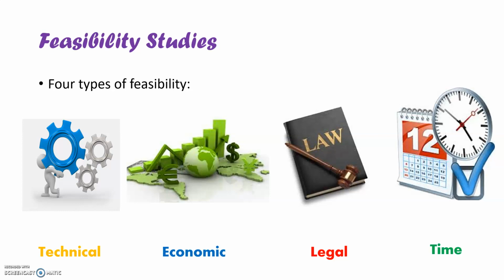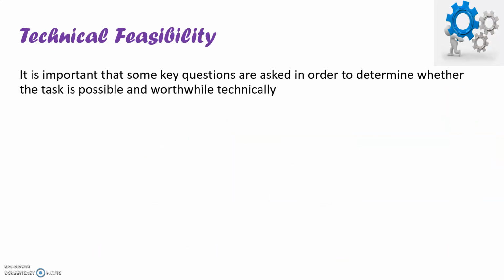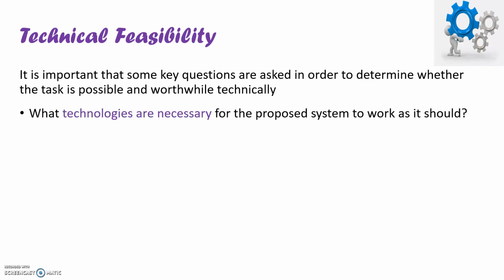Let's have a look at technical first. Now, technical feasibility is basically where you have to think about whether or not it's possible to create the task that you've been asked and whether it's worthwhile. Now, when I talk through all these examples, we're going to presume that we are a software development company and that a company or business has come to us to ask us to create a program. Okay. Now, the first thing you need to do is work out what technologies are required to create the program that they've been asked to make.